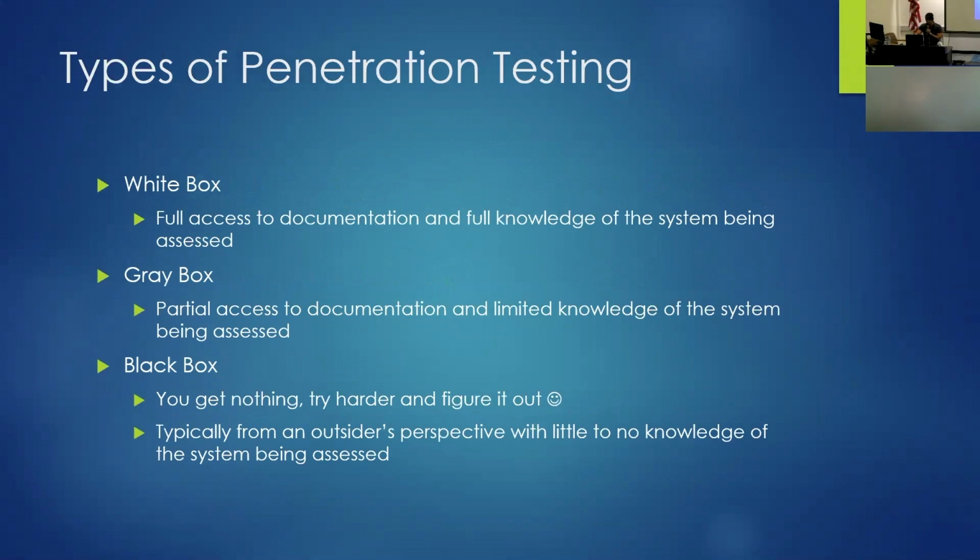So different types of pen testing. We have white box, gray box, and black box testing, right? And what they really refer to is the type of access and knowledge you have before you do an assessment of a system. So you all can read, but white box means that you usually have a decent to full amount of access to documentation and knowledge of the system prior to assessment. Gray box is kind of partial, and black box is sort of just figure it out, try harder.